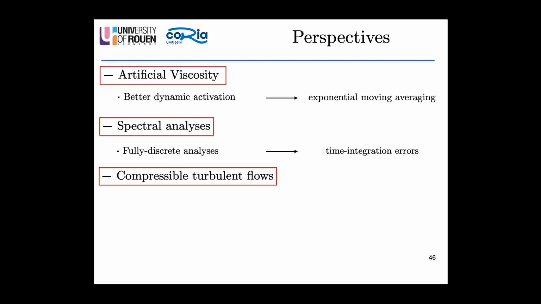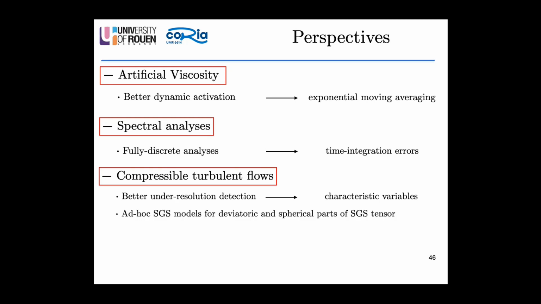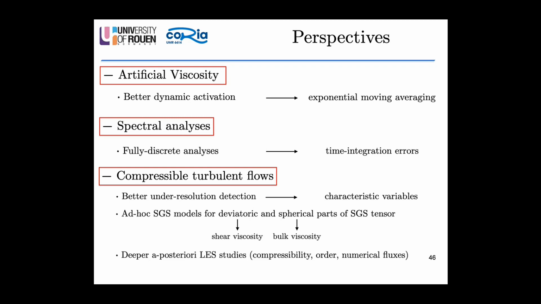And finally, we have plenty of ideas on how to use the DNS data from the compressible turbulent flow part, starting from a better under-resolution detection, maybe using characteristic variables, which are more suitable for compressible flows, and the development of ad hoc subgrid scale models based on a separation between the dilatational and spherical part: the dilatational with a classical eddy viscosity model, so spectral element dynamic model, for example, and the spherical part maybe using some kind of bulk term. And finally, we will perform a series of deeper a posteriori LES studies focused on the role of compressibility and in general the numerics, so different orders, different grids, different numerical fluxes.